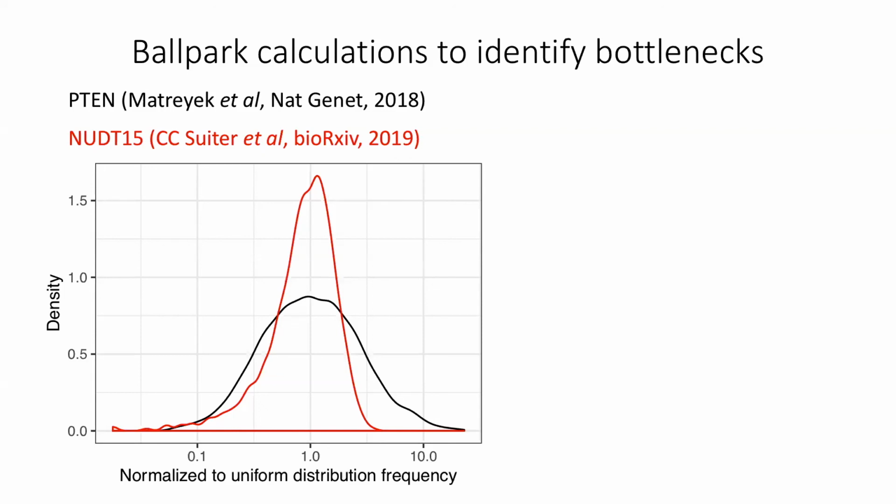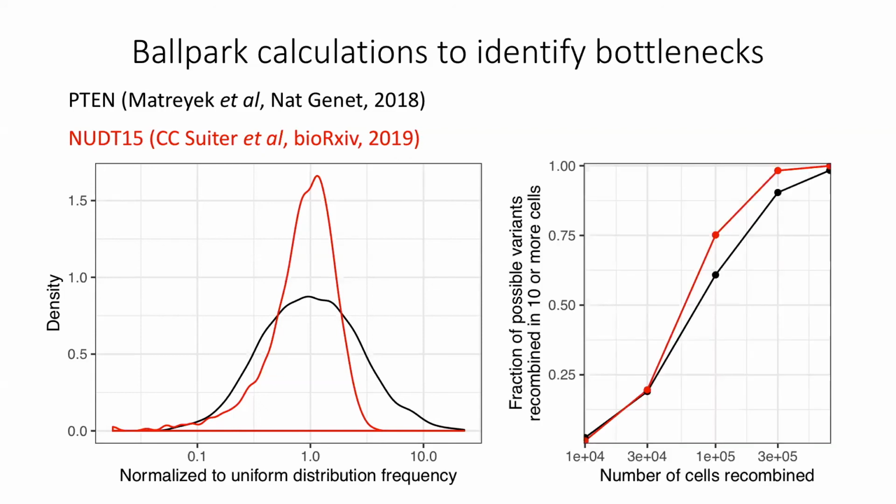And you can look and see that if I try to sample, say, I wanted every variant to be present in a cell at least 10 times, well, you can try different numbers of recombined cells and see how many recombined cells you need to actually get to pretty good coverage of your library.